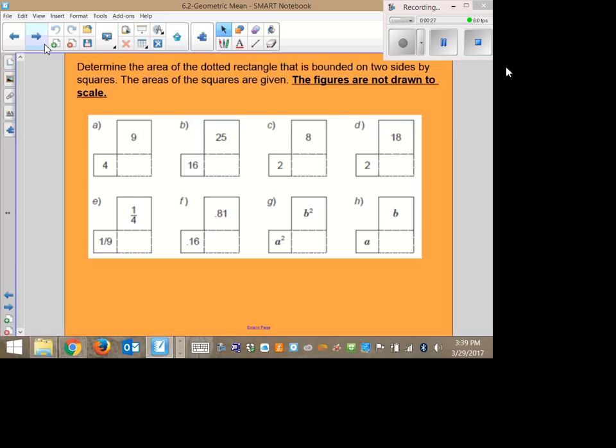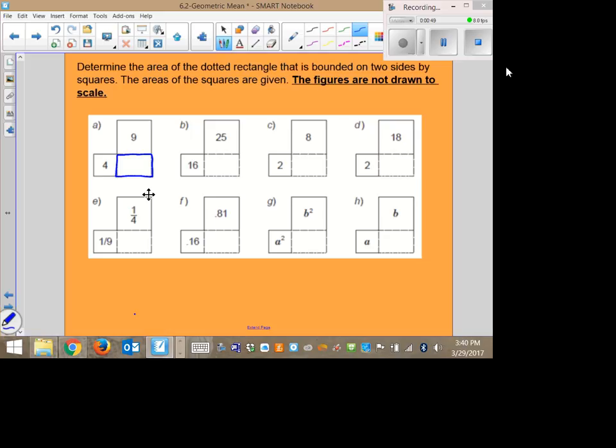So first, on the top of your sheet here, you will see squares, and we want to determine the area of the dotted rectangle that is bounded on the two sides by squares. The areas of the squares are given, and the figures are not drawn to scale. So here, we want to know what the area of this blue rectangle is.